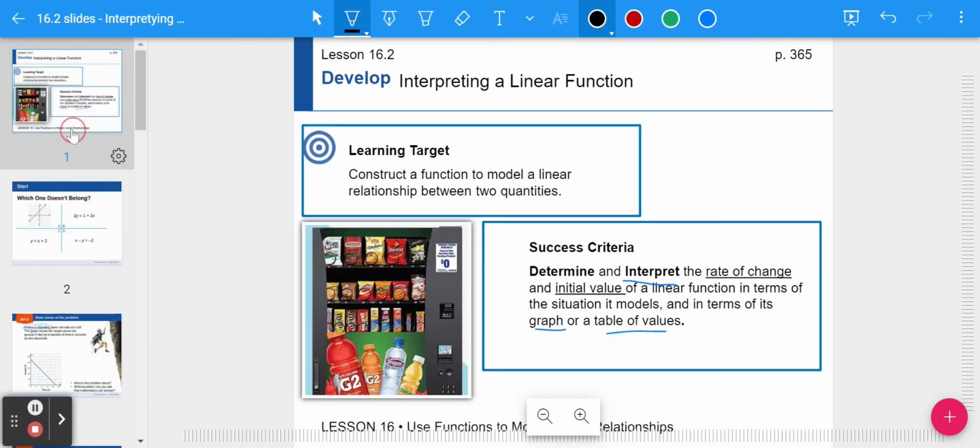That goes back to our idea for today, our success criteria of determining and interpreting both rate of change and initial values. That's lesson 16.2.